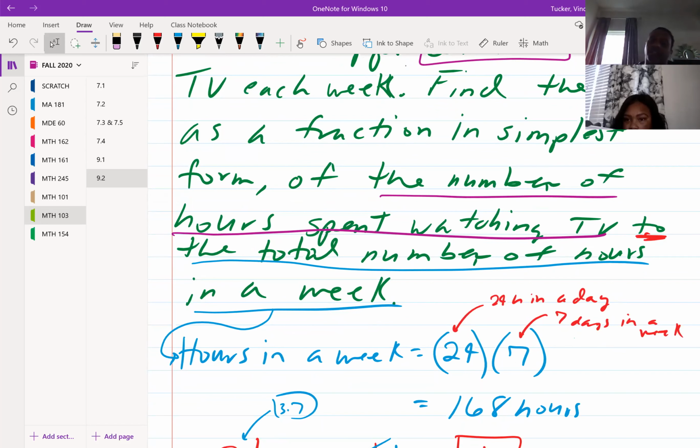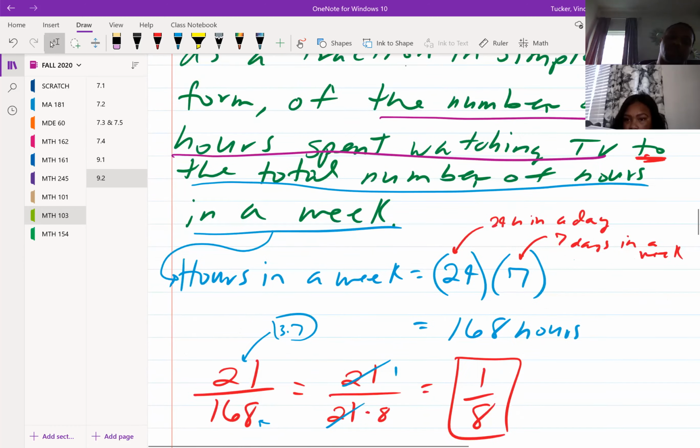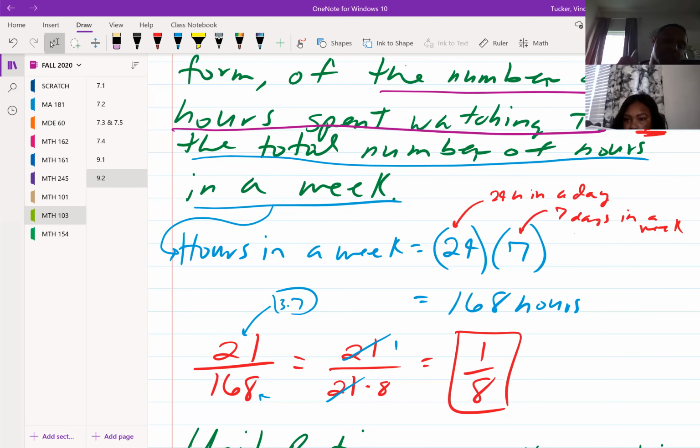All right. So place the 21 over the 168 and then reduce. 21 goes to 168 8 times, so you can cancel out the 21 completely, and that will leave me with 1 over 8.